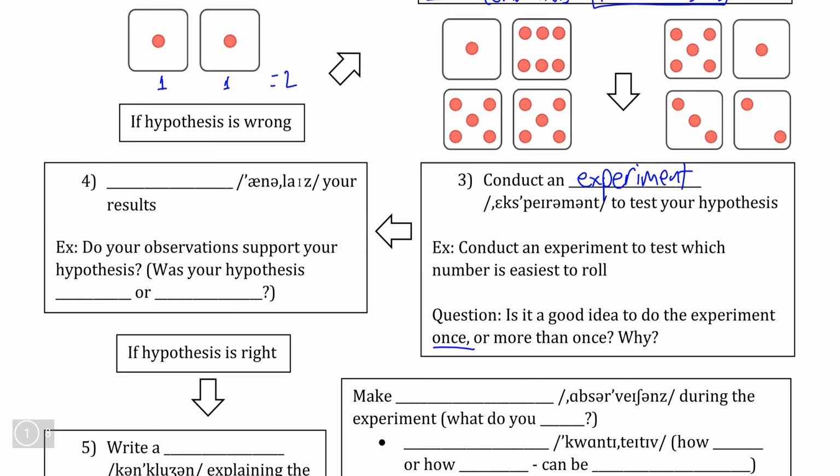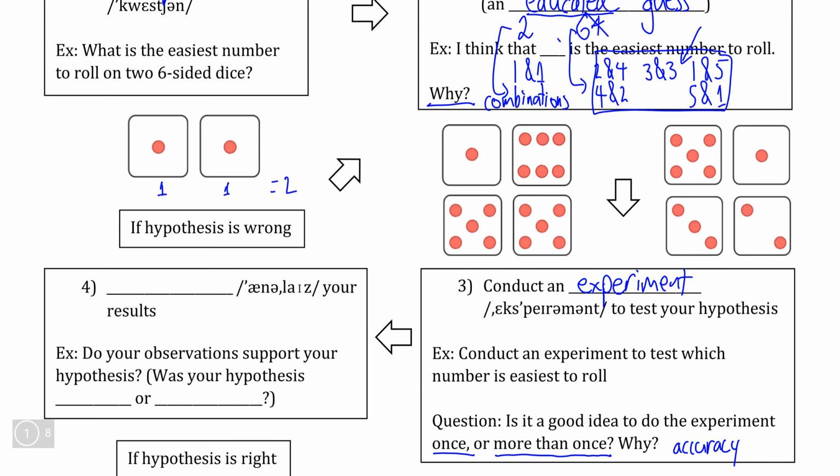That makes sense for about 1.5 seconds before you realize, no, that sounds crazy. So it's probably a good idea to do the experiment more than once for the purpose of accuracy. Now, if we do the experiment more than once, we can see that we can get a large number of different dice combinations, much more than if we were to do the experiment once.